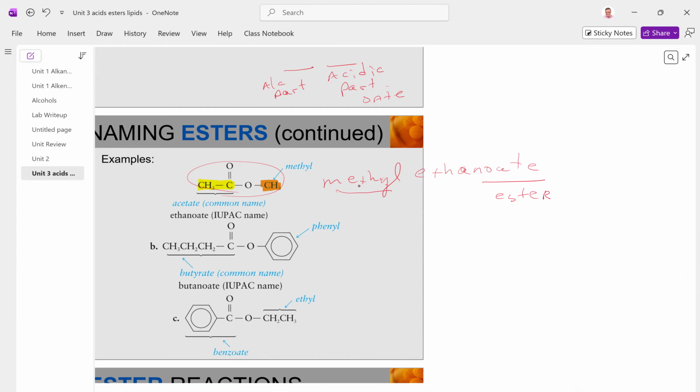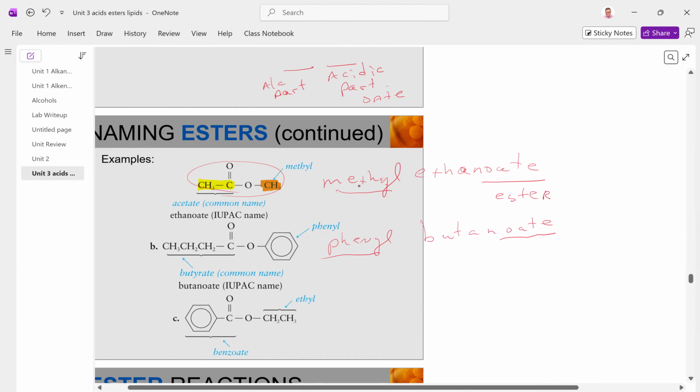Okay, so here we are. We have phenol. And we have a 1, 2, 3, 4. So that's a butanoate. 3 parts again.